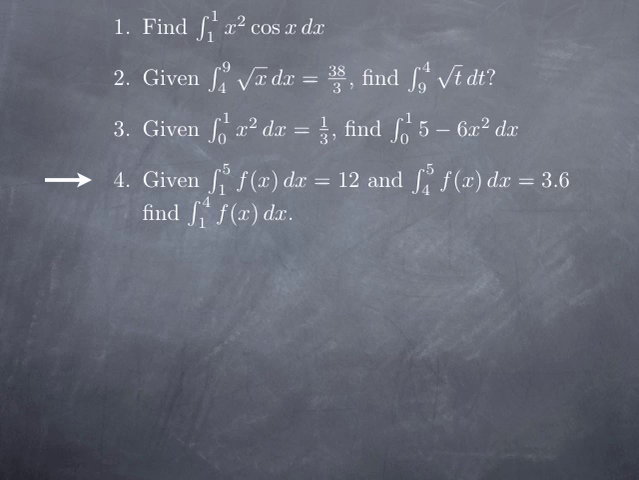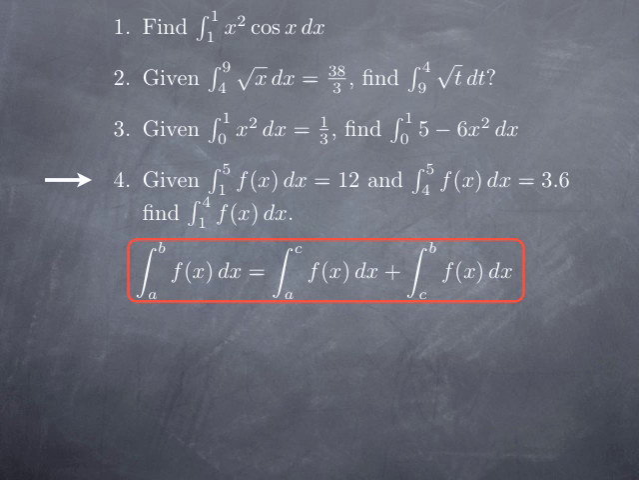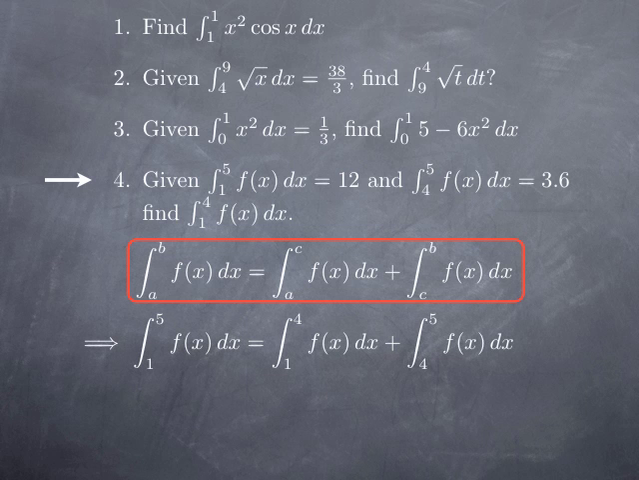Finally, given that the integral of a certain function from 1 to 5 is 12, and the integral of the same function from 4 to 5 is 3.6, we want to find the integral of that same function on the interval 1, 4. We've seen that to integrate from a to b, I can integrate from a to c, and then from c to b, and add these two integrals together. In particular, to integrate f from 1 to 5, I can integrate from 1 to 4, and then from 4 to 5, and add these two integrals together.